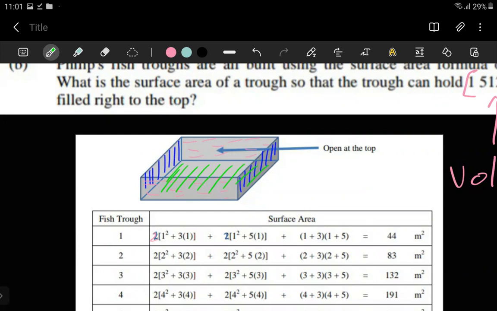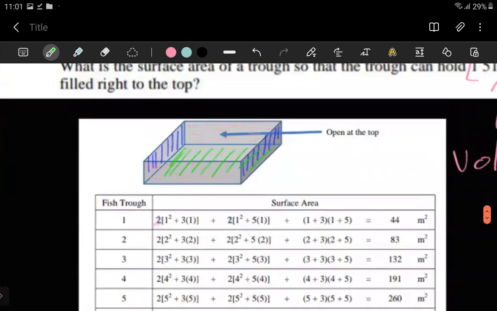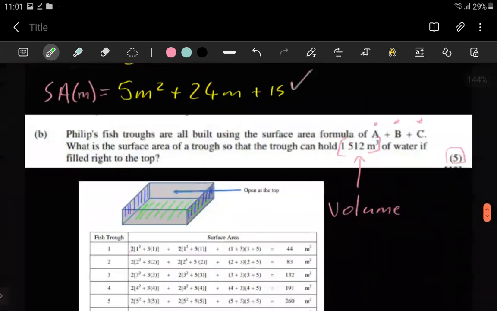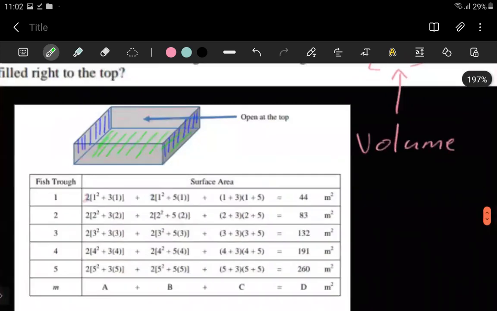So without overthinking it, with that being said, the volume, we know that it is technically going to need to be, yeah, I think the volume here is going to be quite interesting, because for 5 marks, what is the surface area of a trough so that the trough can hold that much in terms of water? Let's see. So we can see that all that's happening here is the troughs are getting bigger. So we have different sizes of troughs.